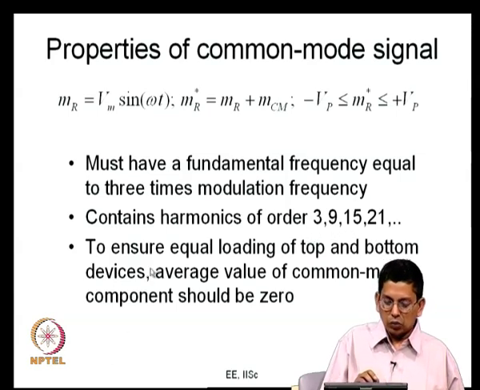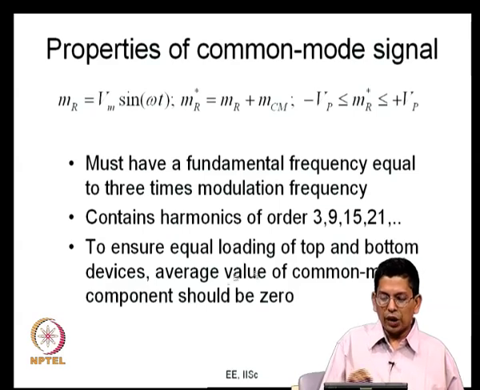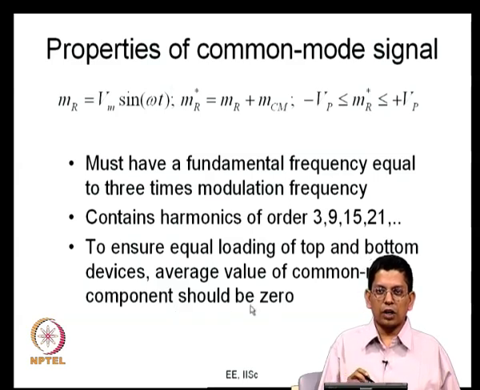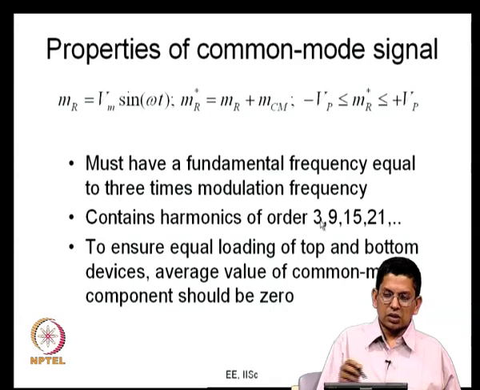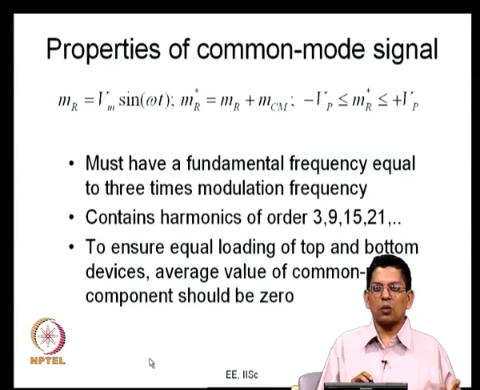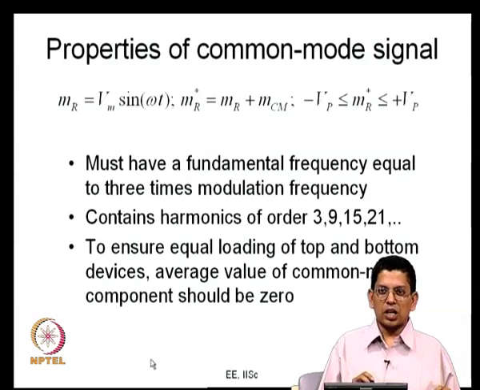And then what you have to do to ensure equal loading of top and bottom devices, you have to make sure that the average value of the common mode component should be equal to 0. This is again one factor that you have to consider. Subject to these constraints, it is possible for you to generate several kinds of common modes. The only question is, what is the advantage in adding a common mode? One advantage would be that some common modes can give you increased DC bus voltage utilization. Sometimes they can give you a reduction in the pulsating torque and so on and so forth.